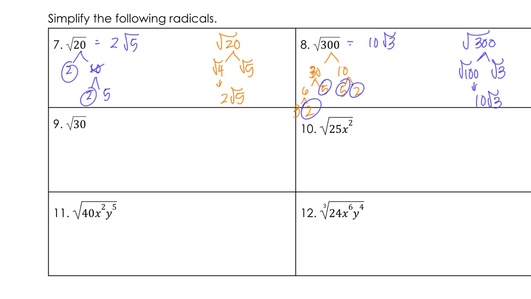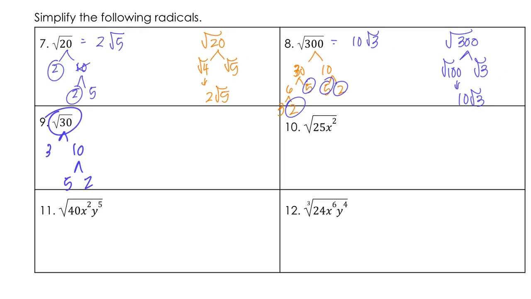Okay, so what did you break 30 up into? 3 and 10. And then what does 10 break up into? 5 and 2. There are no pairs. Is 30 divisible by a perfect square? No. So I cannot simplify it. Square root of 30 is the easiest I can get. That's the lowest I can get. I can't bring anything out. Does that make sense?